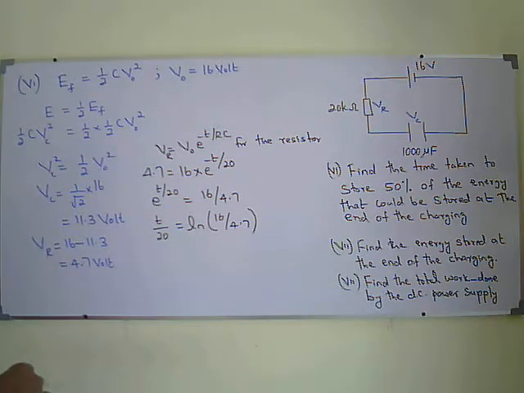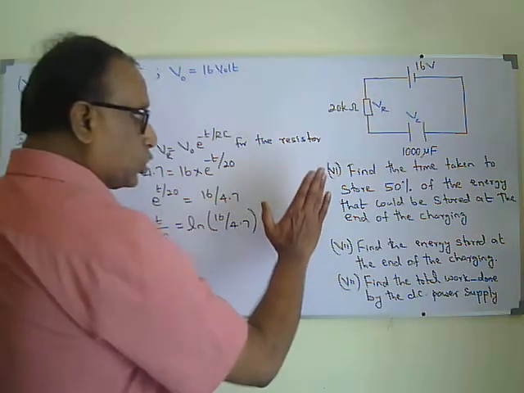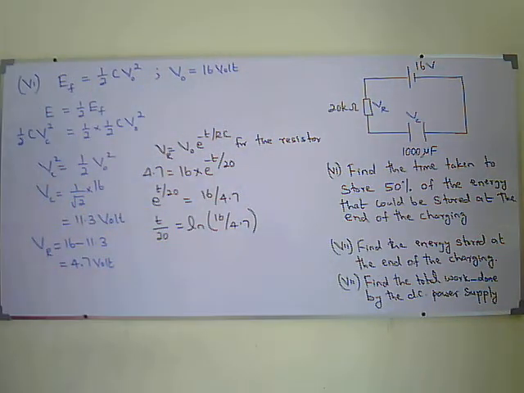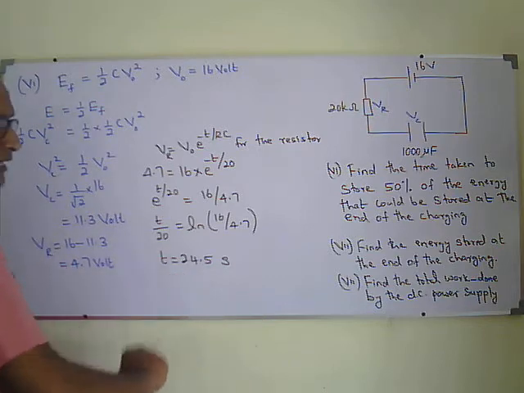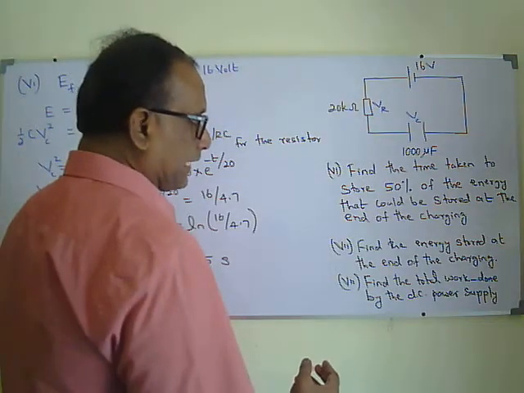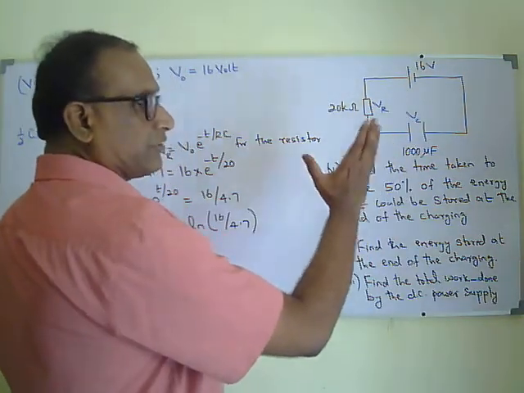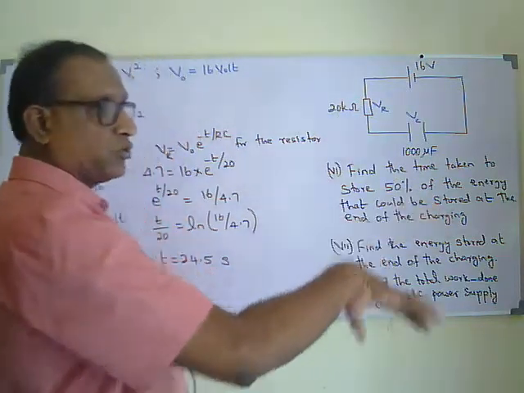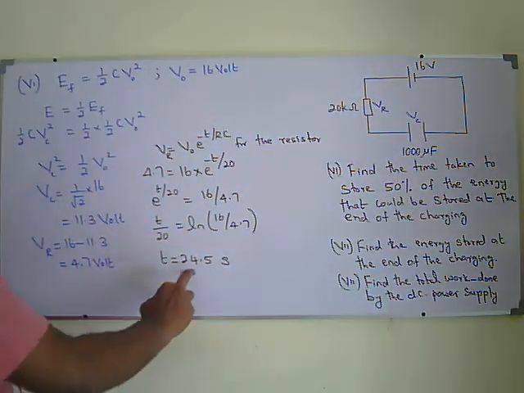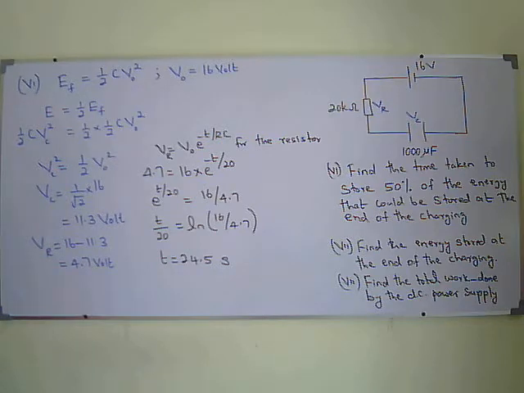If you solve this, you will get the answer for the time taken to store half, or 50%, of the final energy. So the final answer will be 24.5 seconds. That's the time taken to store 50% of the final amount of energy that could be stored in the capacitor: 24.5 seconds.